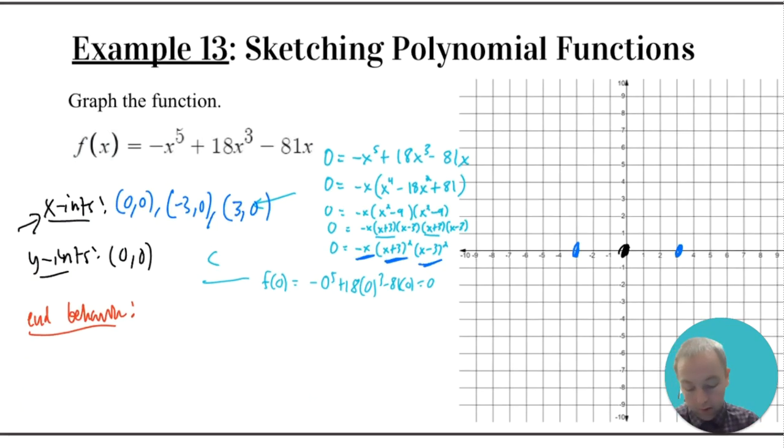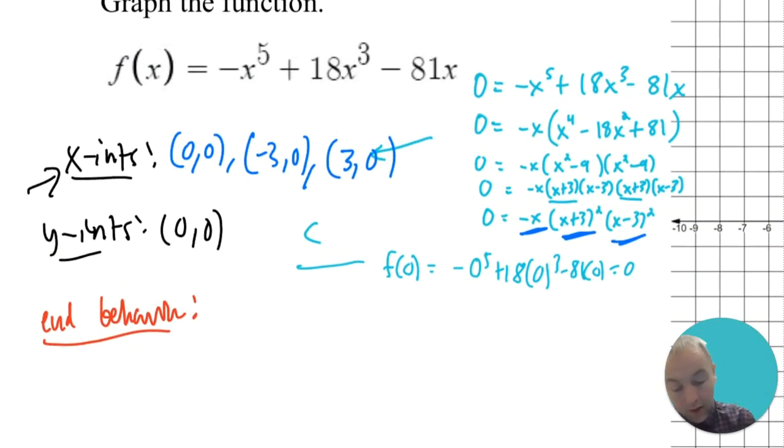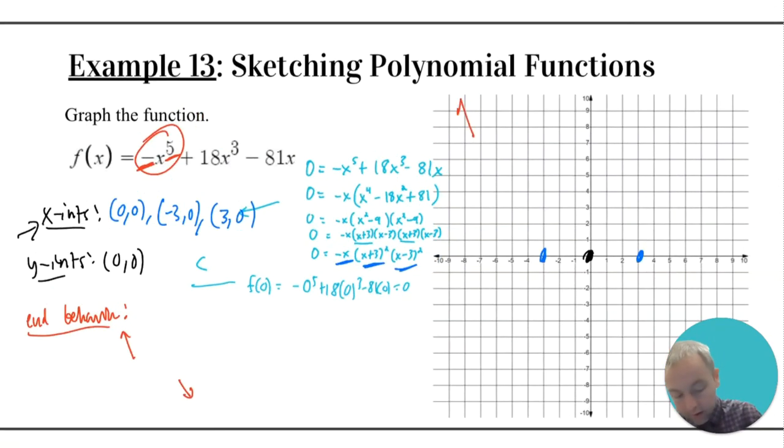Our end behavior for this polynomial function is dictated just by the leading term, which is that term right there. We're dealing with an odd degree polynomial, so the ends are going to point in opposite directions, right? And the leading coefficient of -1 is negative. Since they go in different directions and it's negative, we want the left end pointing up and the right end pointing down. So generally, over here it's going to go like this, and over here it's going to go like this.